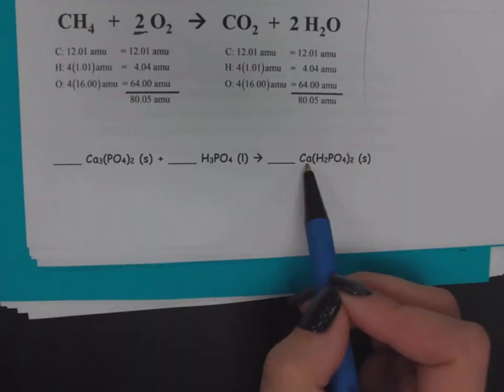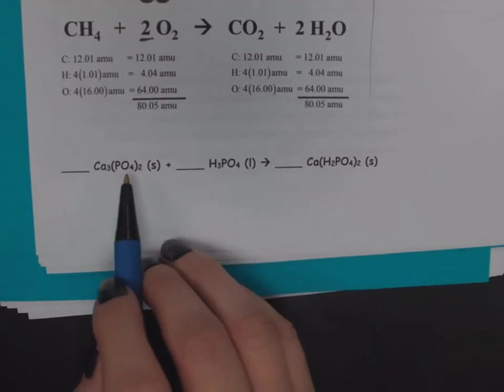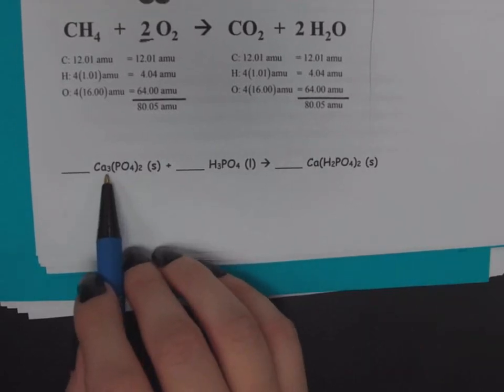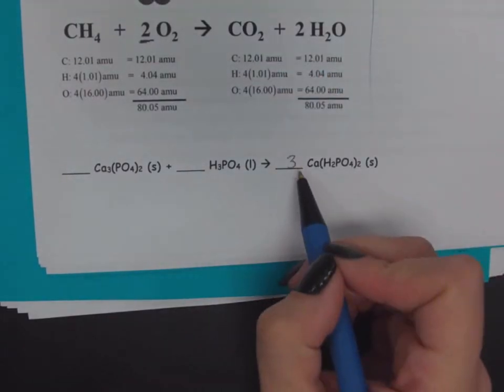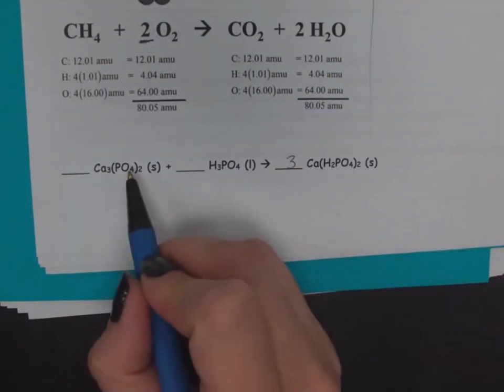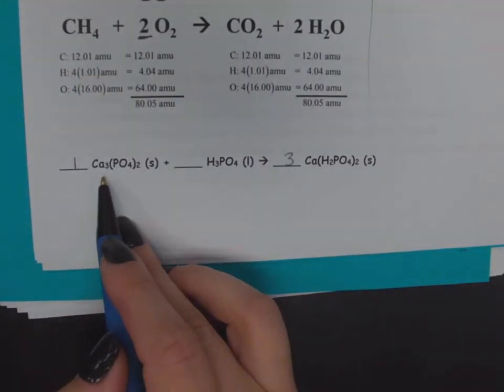I'm going to start with the calcium. So right now we have 1 calcium, but over here we got 3 calciums. So I'm going to put a coefficient of 3. Maybe this will change later, but I'm going to start with 3 because that would be 3 calciums, and then I have 3 calciums over here.